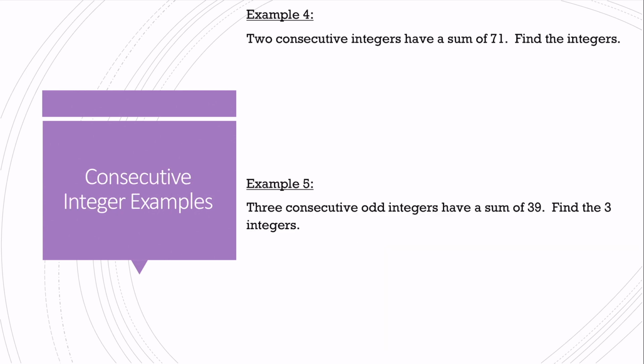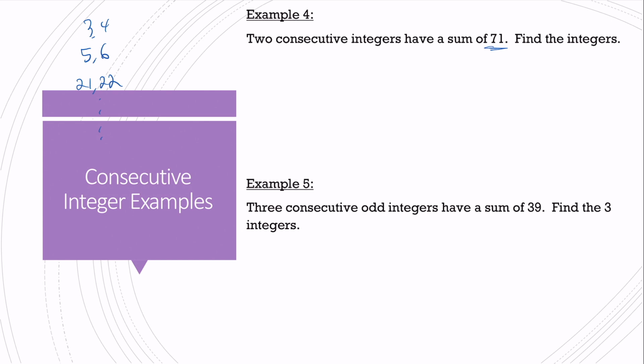These next two examples are consecutive integer examples. These are some of my personal favorites. So here I have two consecutive integers have a sum of 71. Find the integers. Well, let's take a look at what consecutive integers are. By consecutive, I mean they follow each other. So I could have 3 and 4, I could have 5 and 6, I could have 21 and 22, right? There are tons of consecutive integers. And I don't just want to look at the whole list to figure out which two add up to 71. What I notice about consecutive integers is they differ by 1.